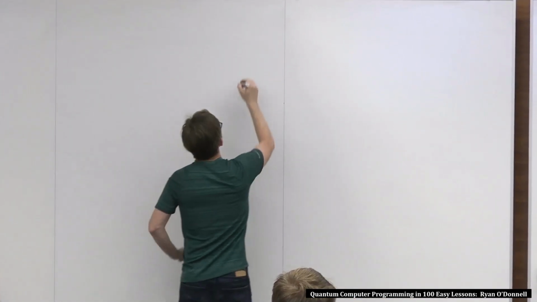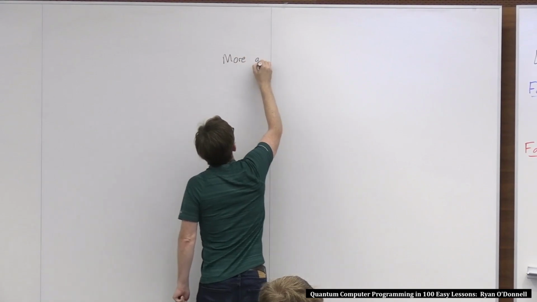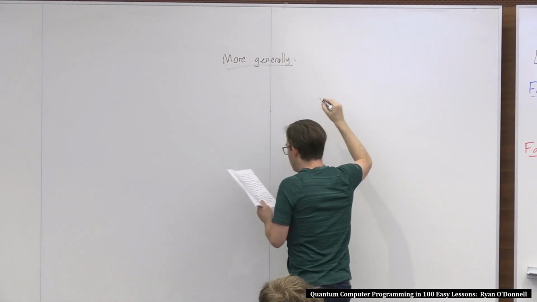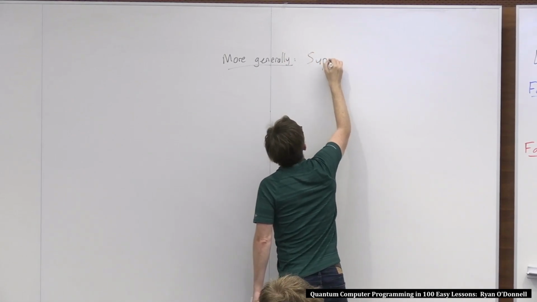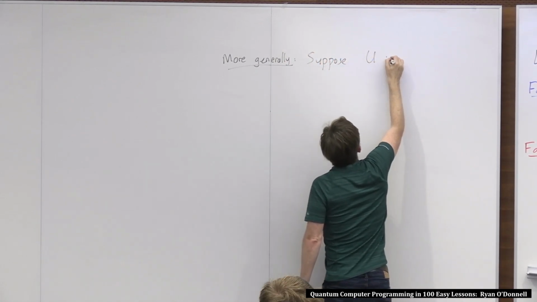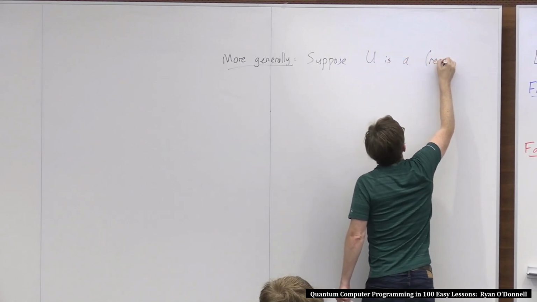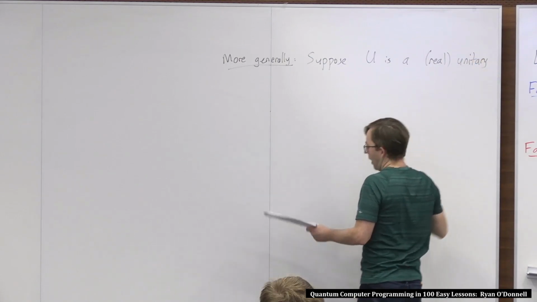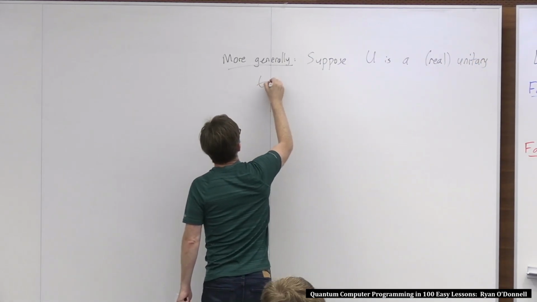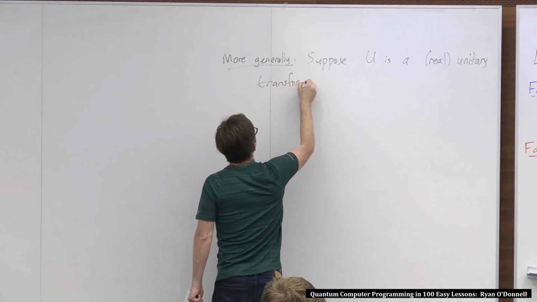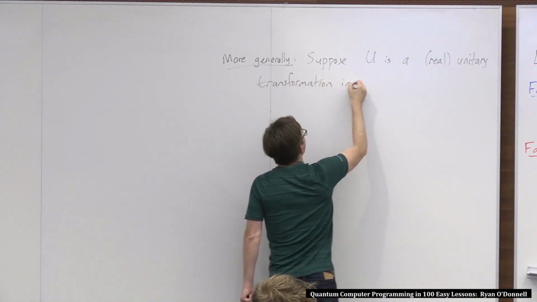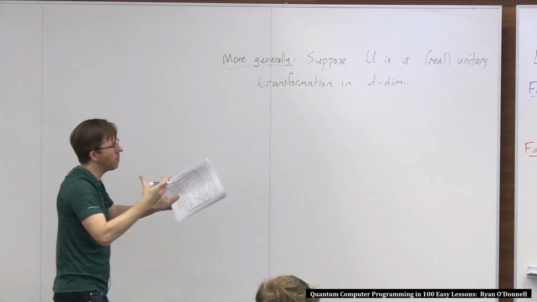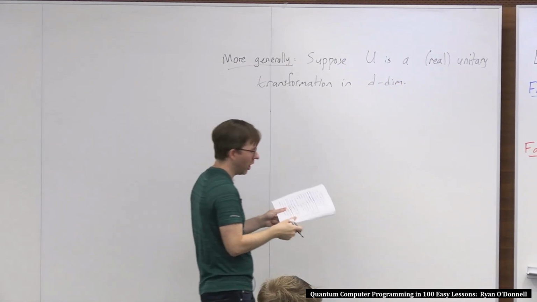So let me write it here. This is more general than Euler. This is a long theorem. So let's suppose that U is a real, I don't want to talk about complex numbers, unitary transformation in d dimensions. So it's some kind of transformation that maps the d-dimensional basketball back to itself and doesn't change any lengths and also doesn't change any angles.